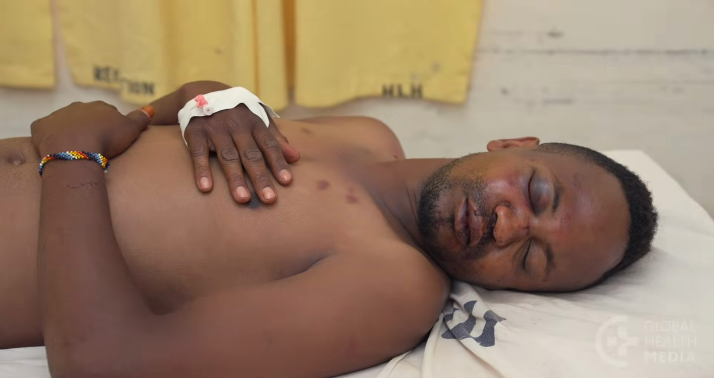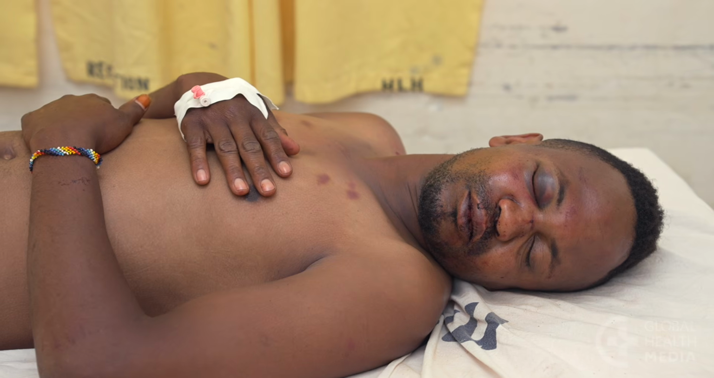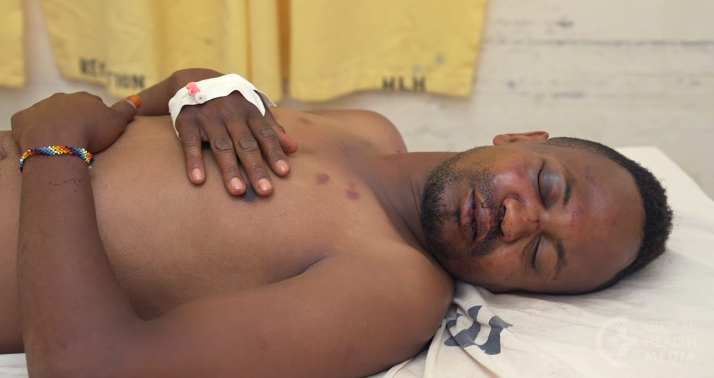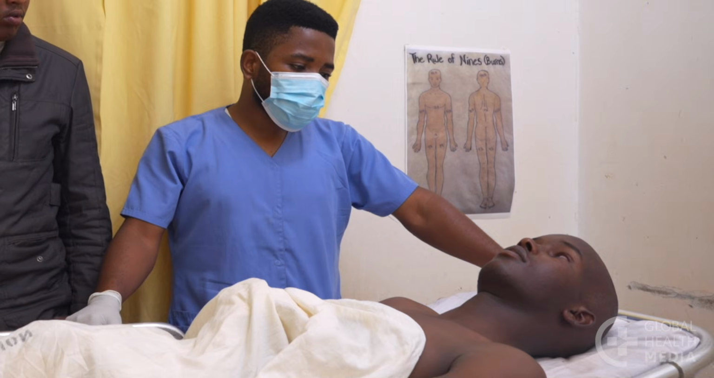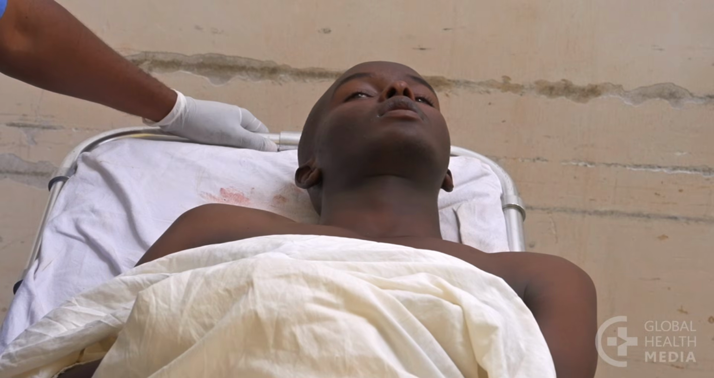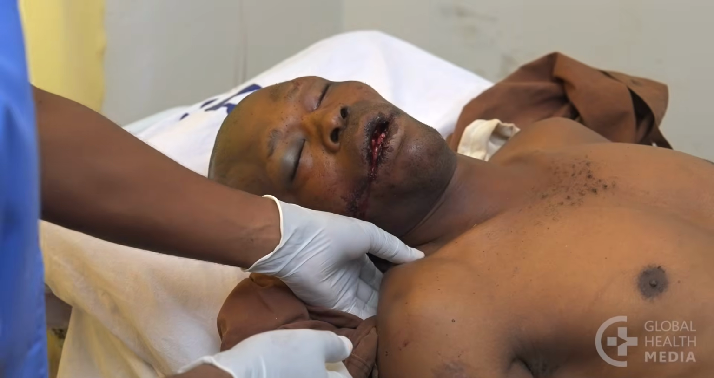Remember, you can determine the severity of an injury by testing the patient's ability to open his eyes, to respond verbally, and to move.